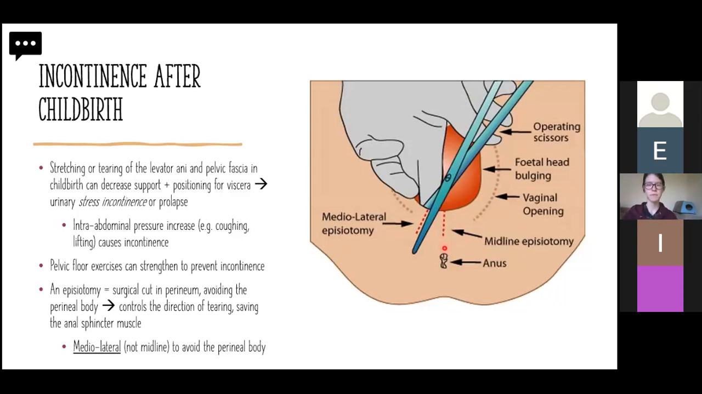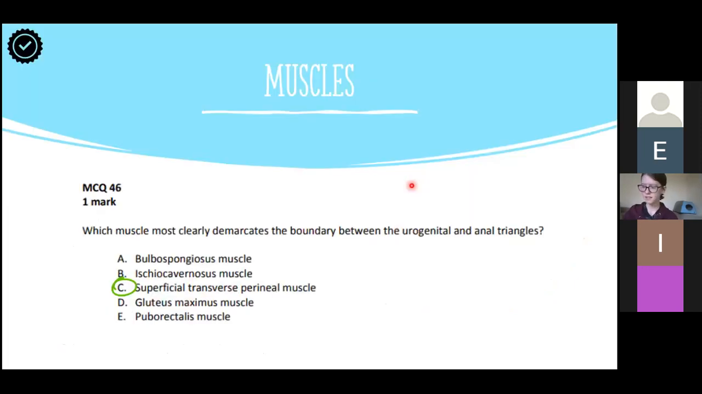So sometimes, if they think it's going to be a difficult birth, they'll actually create a cut beforehand, and they'll do it mediolateral. All you really need to remember is that it's mediolateral, basically just so it's not midline. It's better to be a bit on the side than straight down the middle. And there's your answer.